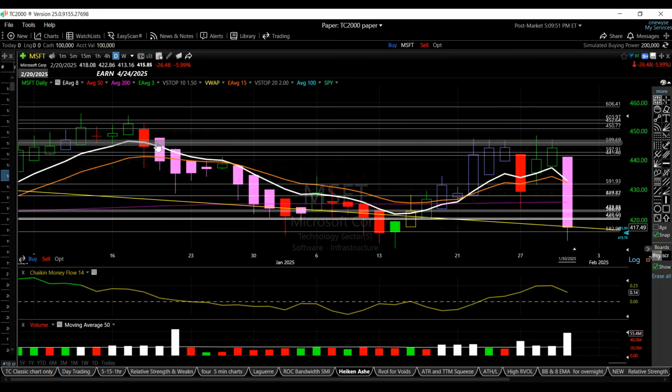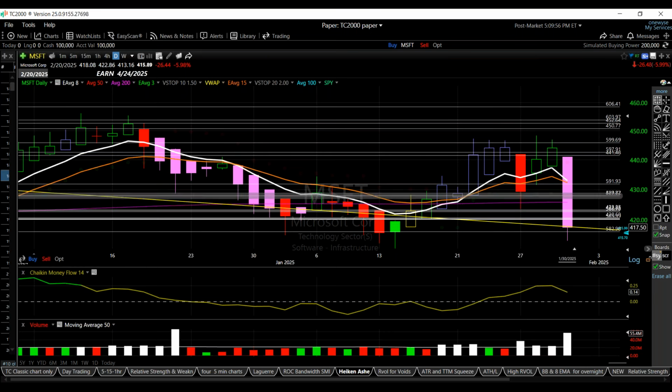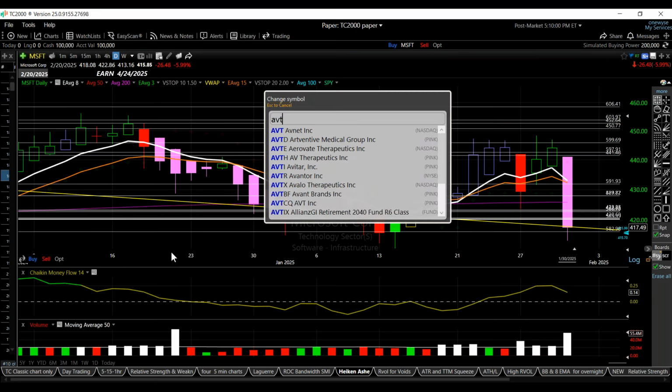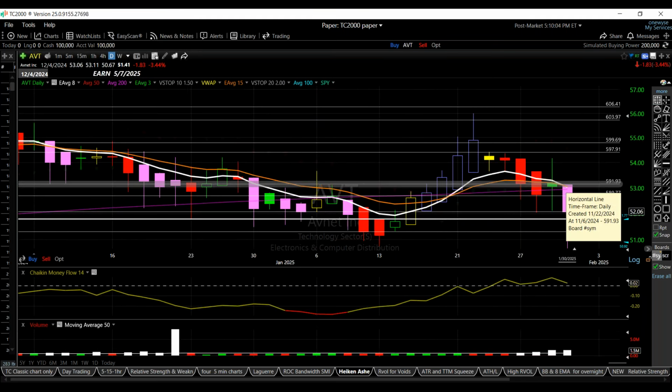See how well it worked here? Heiken-Ashi reversal, move down, goes flat and continues on down. All right, so that's Microsoft, and here's AVT, another Heiken-Ashi reversal candle right here to the downside.